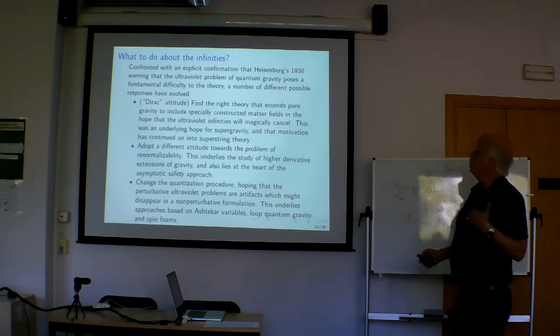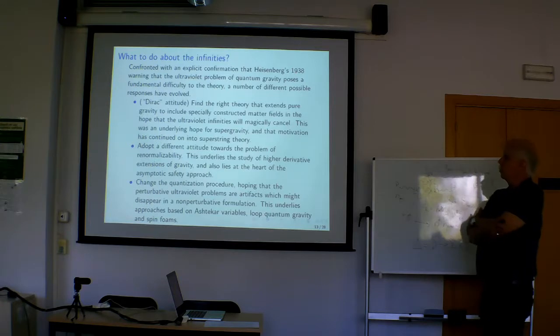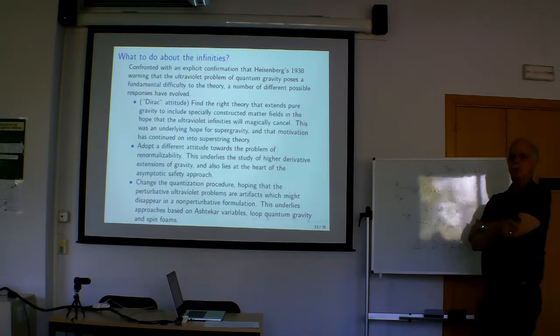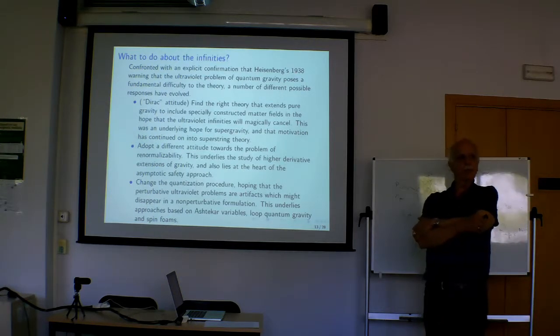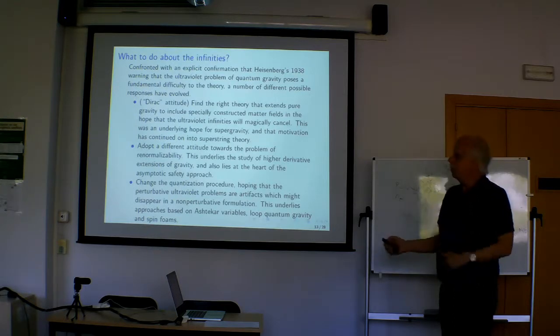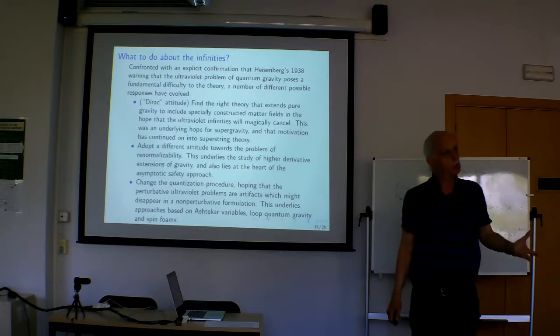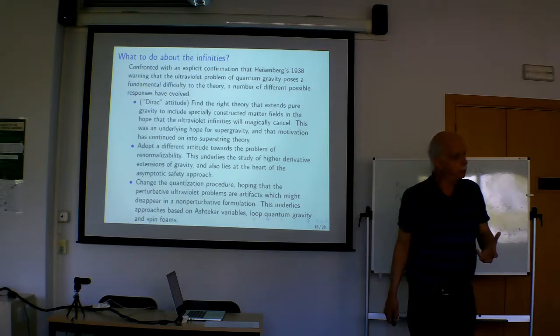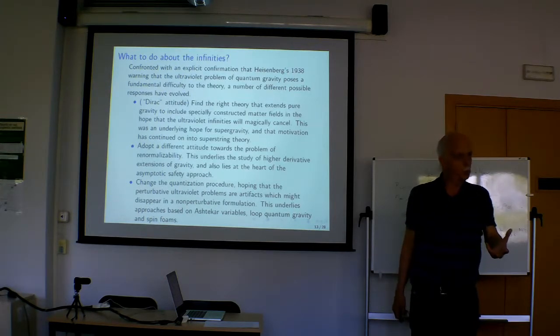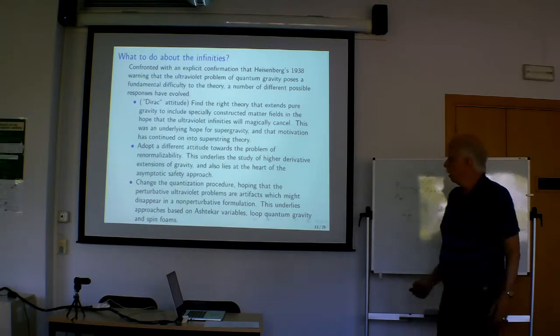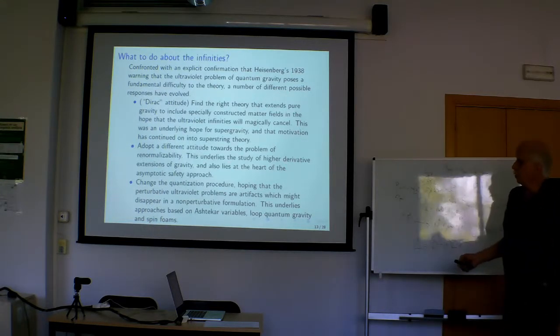Another point of view could be to change your attitude towards renormalizability. Maybe let the theory try to tell you what it wants as you calculate on. Maybe you have a theory like general relativity, but you should allow the theory's own counterterms to tell you what you should be starting with.